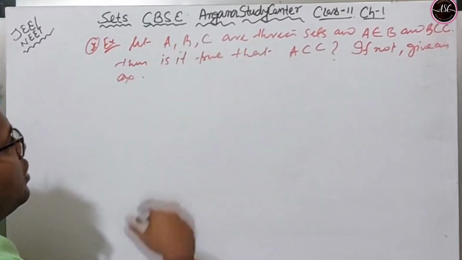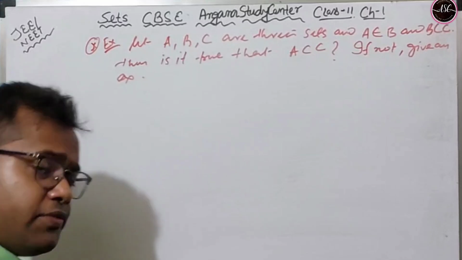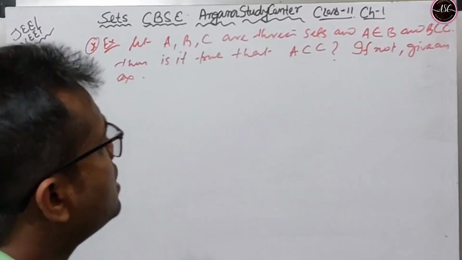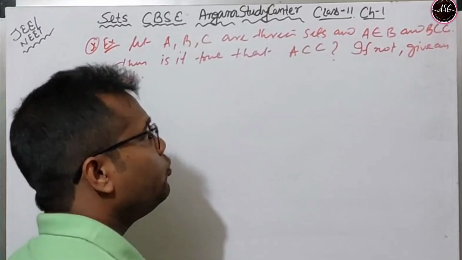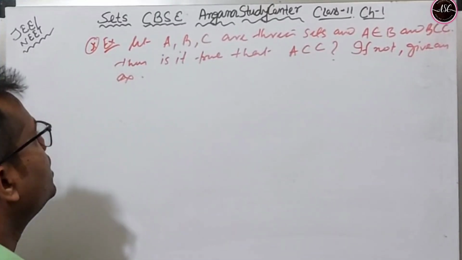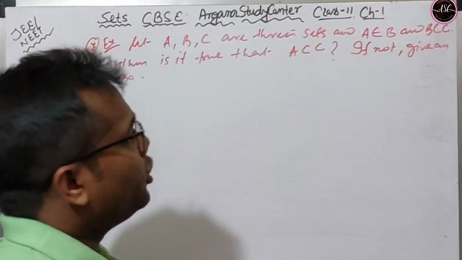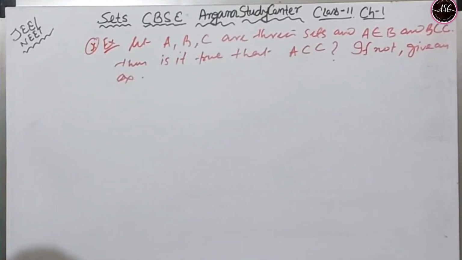Please see this question. It is a very important question. Let A, B, C be three sets, and A belongs to B and B is a subset of C. Then is it true that A is a subset of C? If not, give an example.